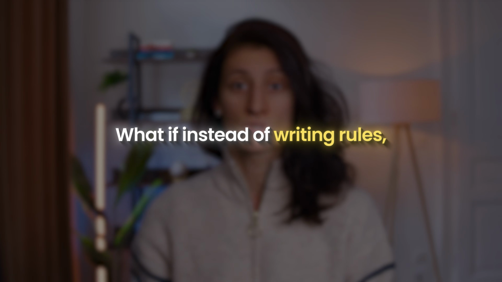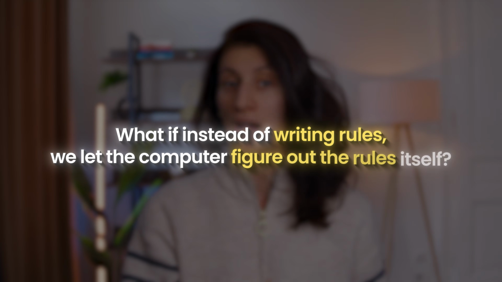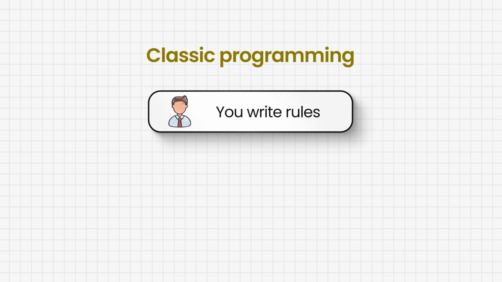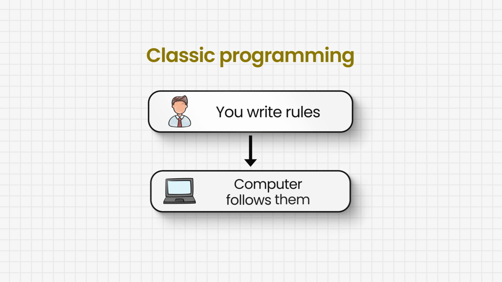So AI did not start with ChatGPT. It started with a simple idea, which was, what if instead of writing rules, we let the computer figure out the rules itself? And that's what machine learning is. So classical programming of computers looked like this. You write rules or instructions and the computer follows them.